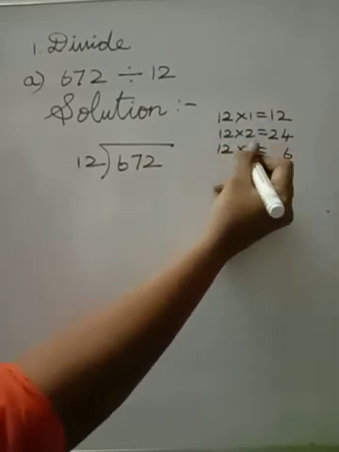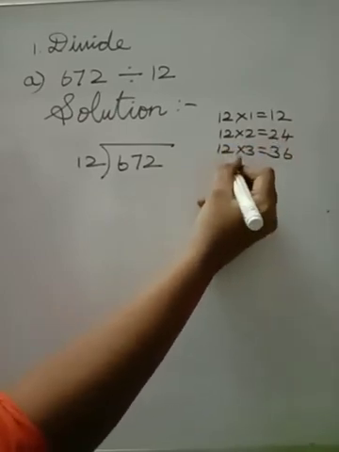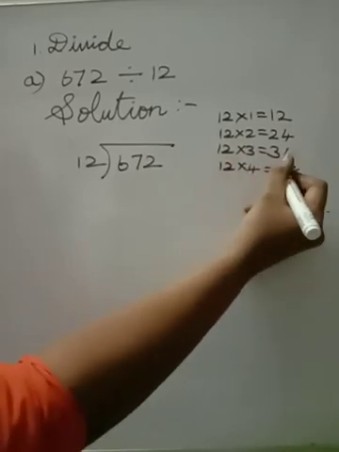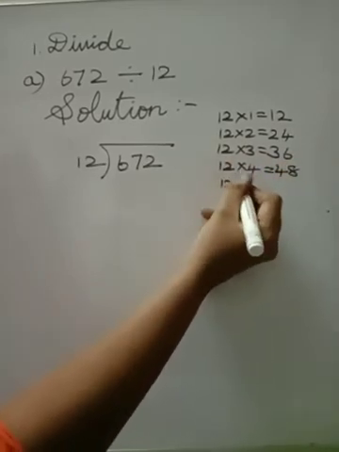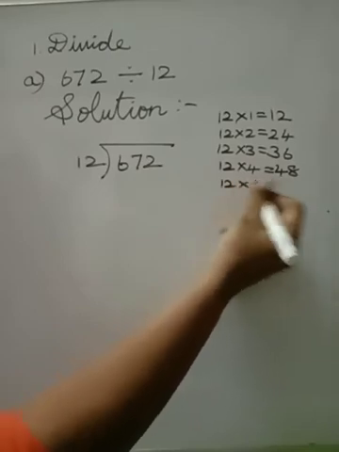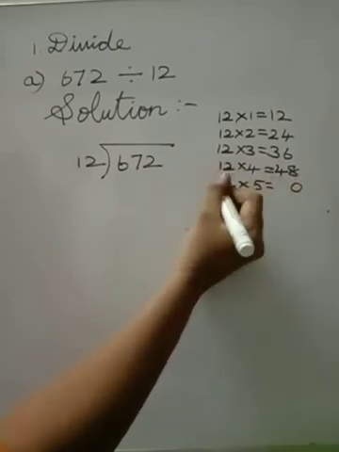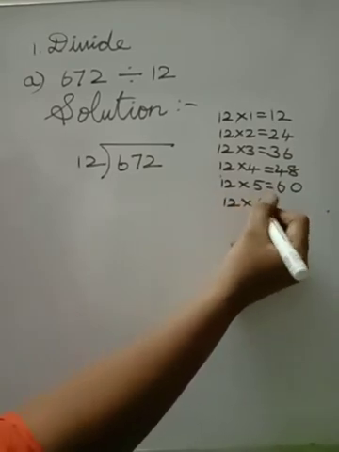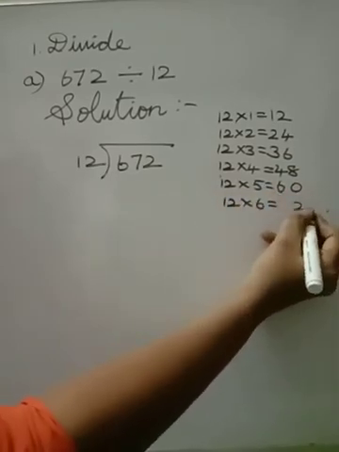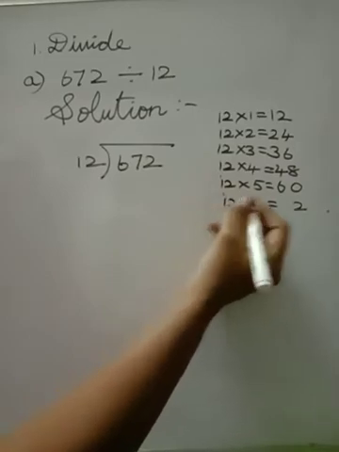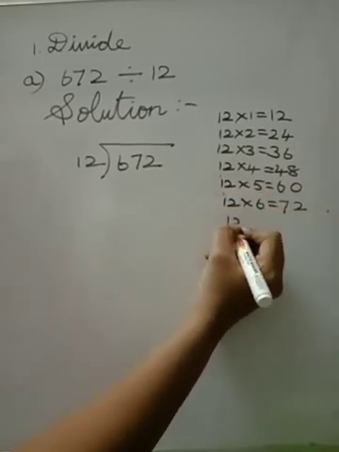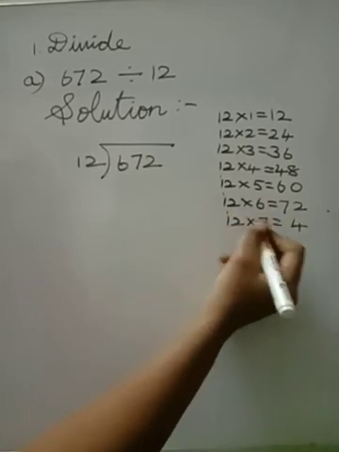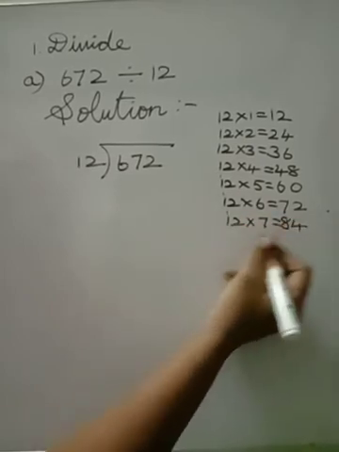36, 3 ones are 3. 12 into 4: 4 twos are 8, 4 ones are 4, so 48. 12 into 5: 5 twos are 10, 5 ones are 5 plus 1, 6, so 60. 12 into 6: 6 twos are 12, write 2 and carry 1, 6 ones are 6 plus 1, 7, so 72.